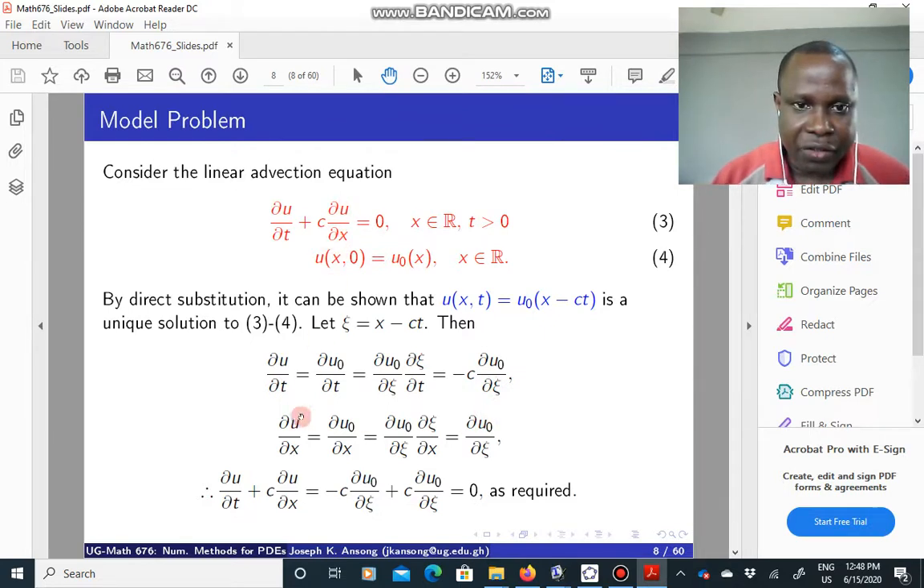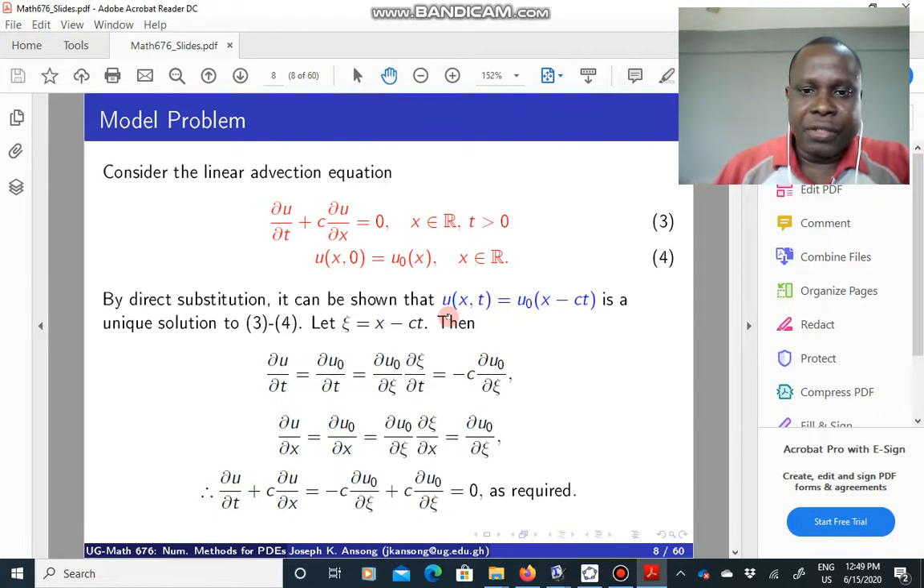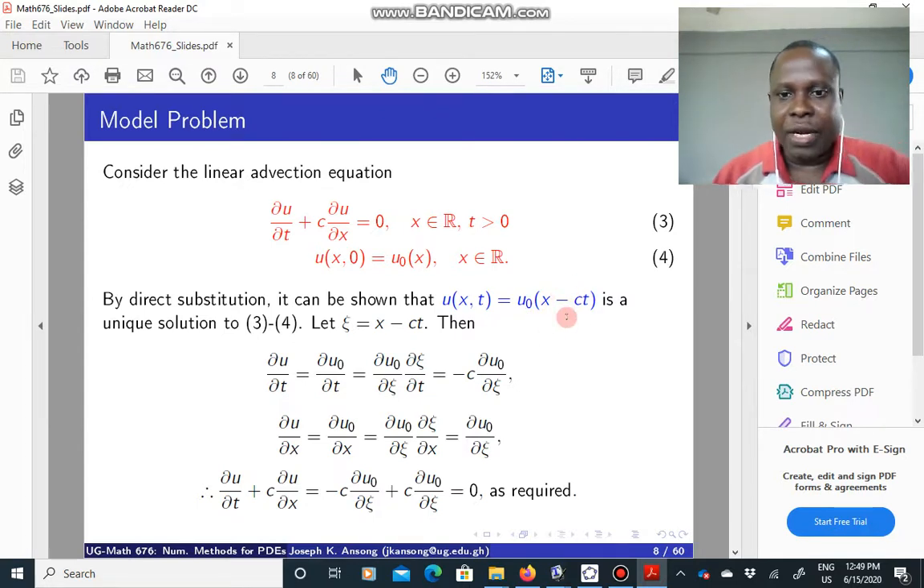Then you can find du dx as well. Du dx would be du naught dxi, dxi dx. Dxi dx is just 1, and so you are left with this. So if you multiply this by c and add it to this, that gives you du dt plus c du dx, and that is this term plus that, which is equal to 0. Which means that this equation satisfies that and satisfies the initial condition. So by direct substitution, we can easily check that the solution to this advection equation is given by this function, the initial condition with an argument x minus ct.